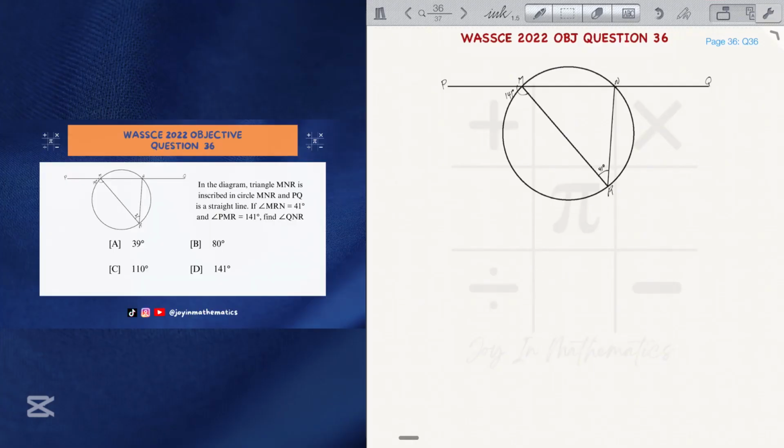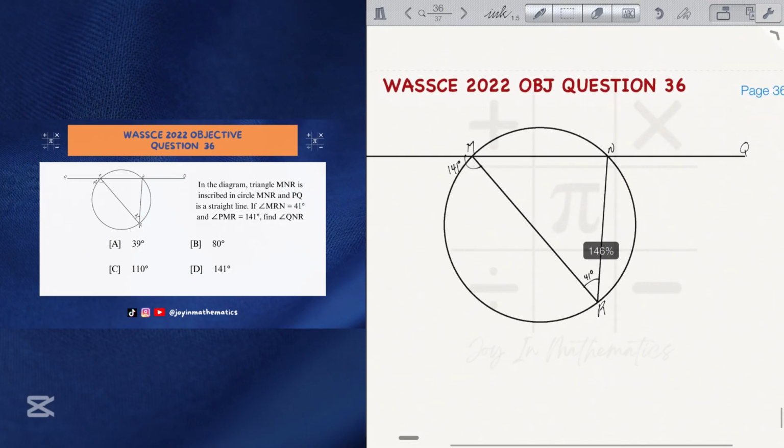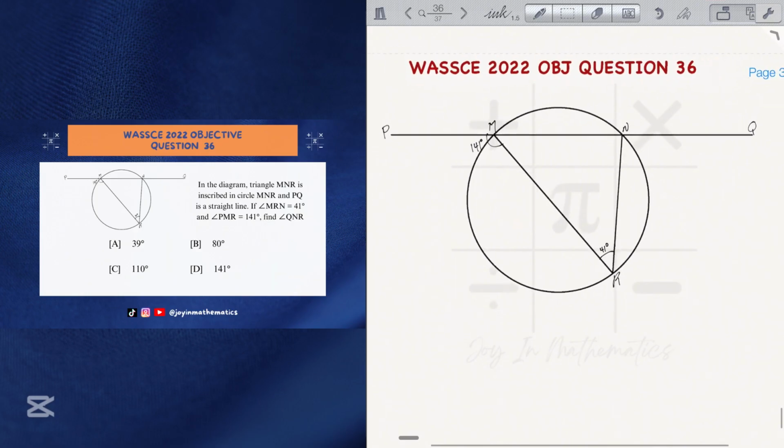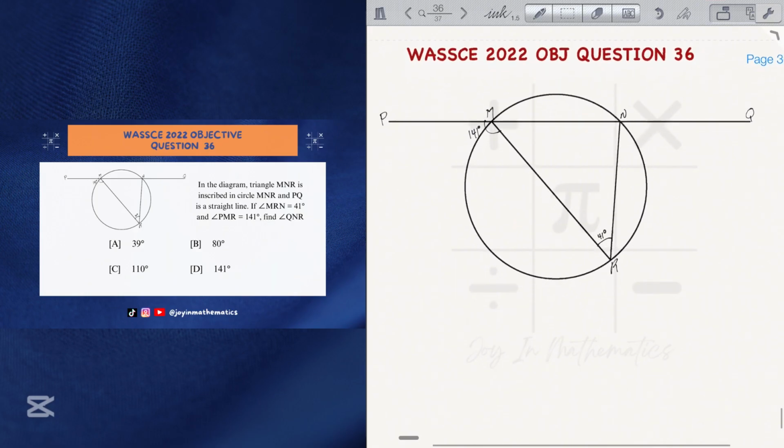WAEC 2022 objective question 36. We have a diagram representing the question, and in the diagram, triangle MNR is inscribed in the circle MNR. So we have a triangle also inscribed in the circle. All right, so let's listen further. And PQ, that means we have PQ to be a straight line. Note that PQ is not a tangent.